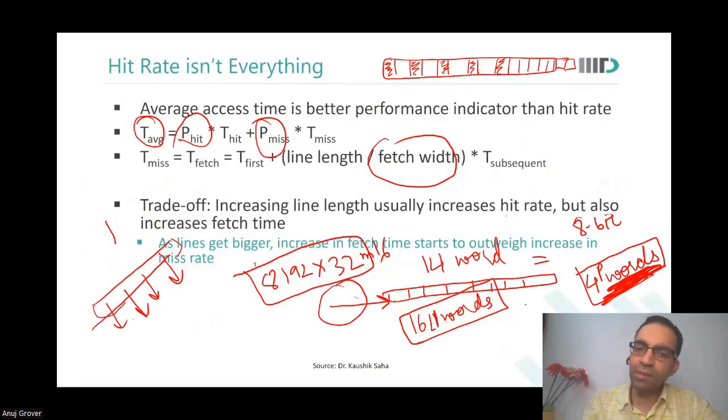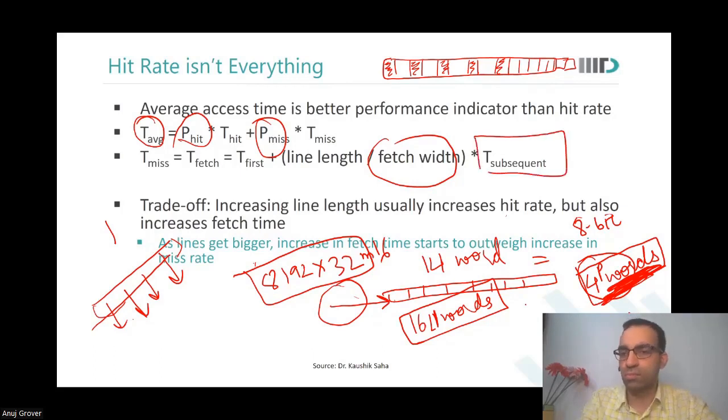But in reality, one access would give you only 4 processor words. Yes, because, sir, you were 32 bit. So it means you will need 4 accesses to the memory to get your 16 there. Right? Now these 4 accesses could be burst mode accesses. So that T subsequent goes down. The only purpose is to reduce T subsequent.